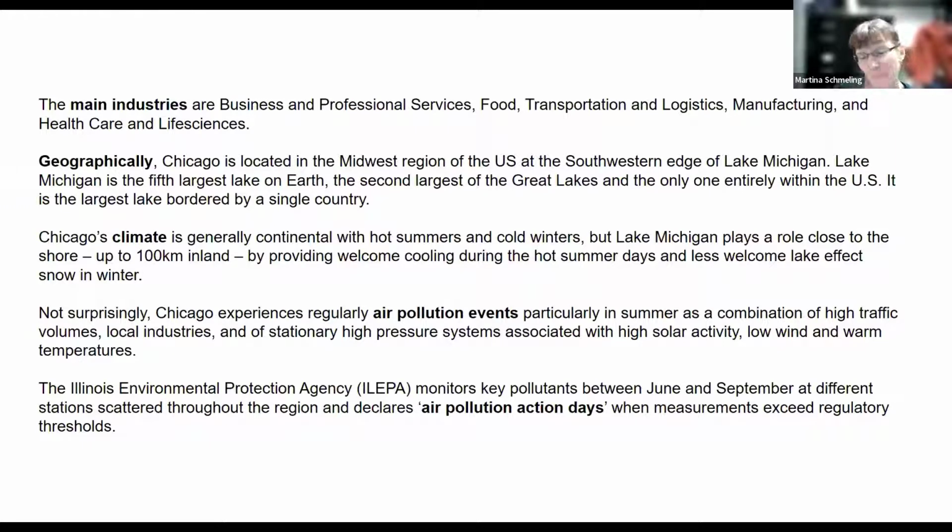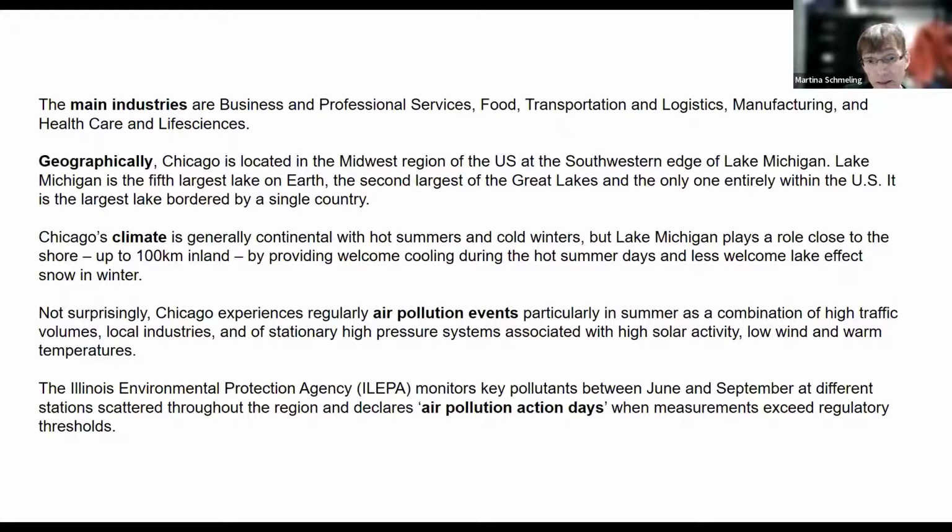Now, luckily, that typically stretches out on the other side of the lake. So Michigan, which is east of Chicago, gets one of the highest snowfall amounts in the United States because of the lake. Not surprisingly, Chicago regularly experiences air pollution events, particularly in the summer. And this is the combination of the high traffic volumes, as you can see, local industries, and stationary high pressure systems, which are typically associated with high solar activity, low wind, and warm temperatures.